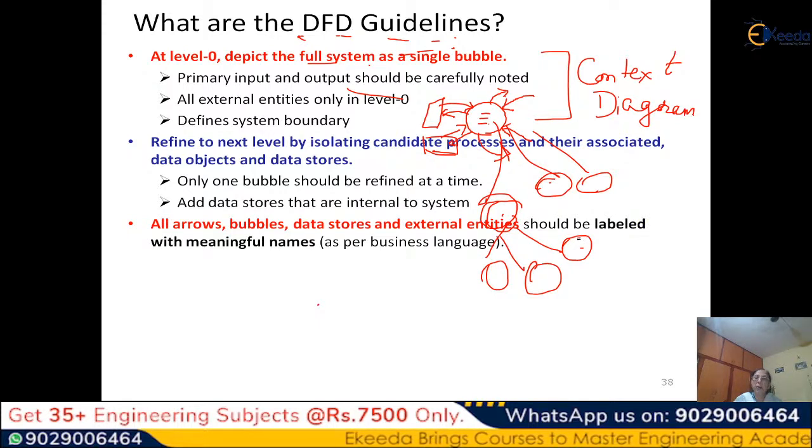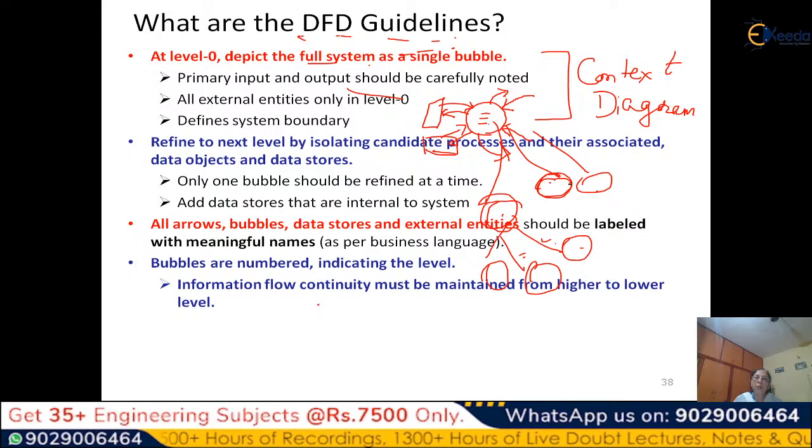So all arrows and bubbles should be labeled. There should be a name everywhere, and there should be arrows, proper arrows, not just lines. Both the processes and the arrows should be labeled, and bubbles should be numbered. Not only will they be named, you can put it as 0 level, you can put it as 1.1, 1.2, 1.3, and then from 1.1 you will get 1.1.1, 1.1.2, like that. So you can know which level you have gone.